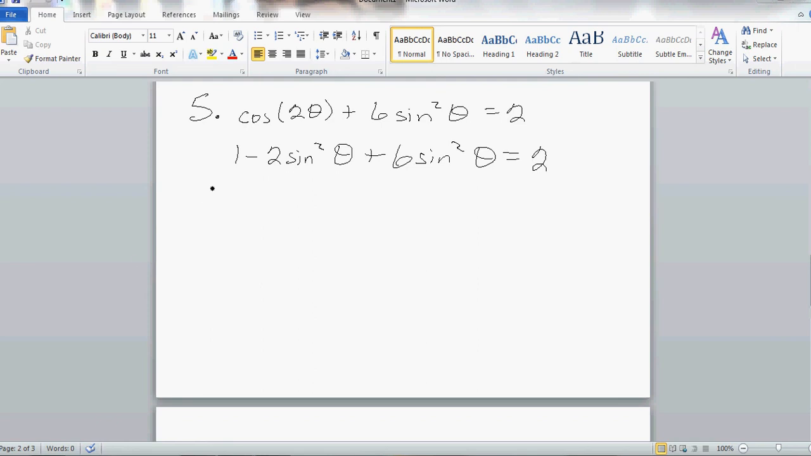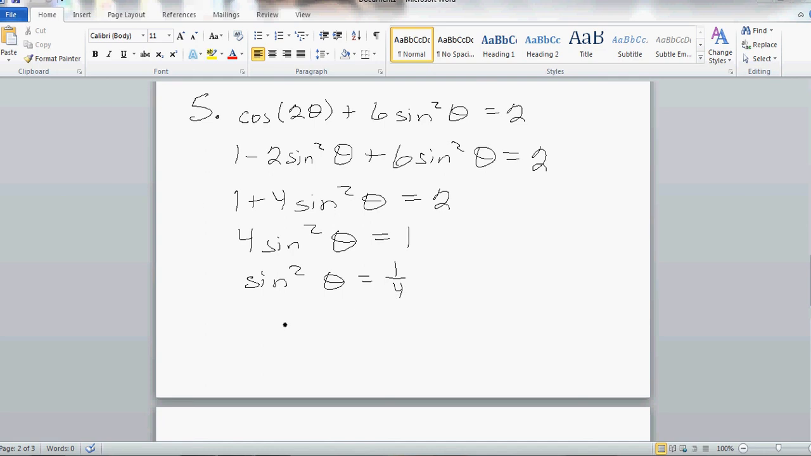Combining like terms, I get 1 plus 4 sine squared of theta equals 2. Subtract 1 from both sides. So that's 1. Divide both sides by 4. Sine squared of theta equals 1/4. Take the square root of both sides. And so the sine of theta will equal plus or minus the square root of 1/4, which is plus or minus 1/2. And so realizing that sine is both positive and negative, that means all 4 quadrants will be involved, but the reference angle will be the same once we find it.